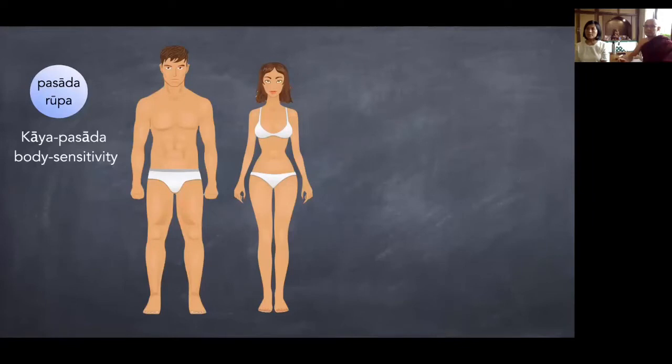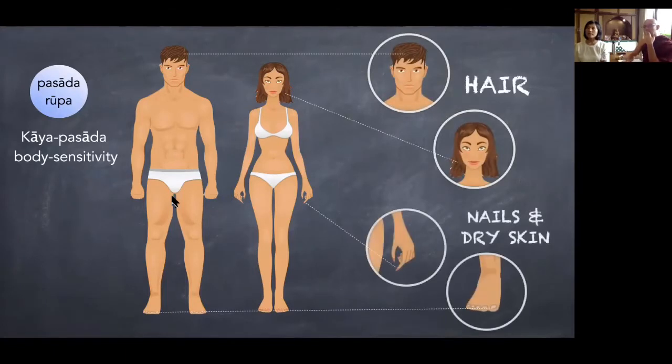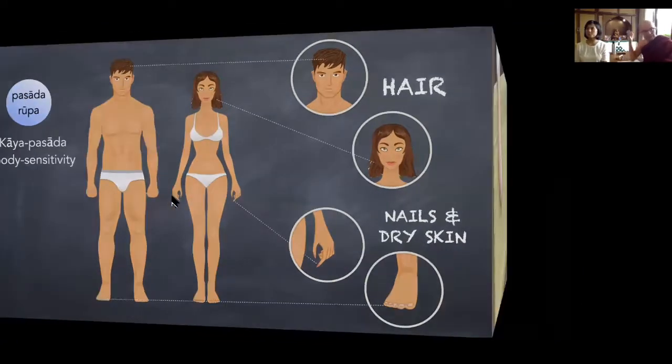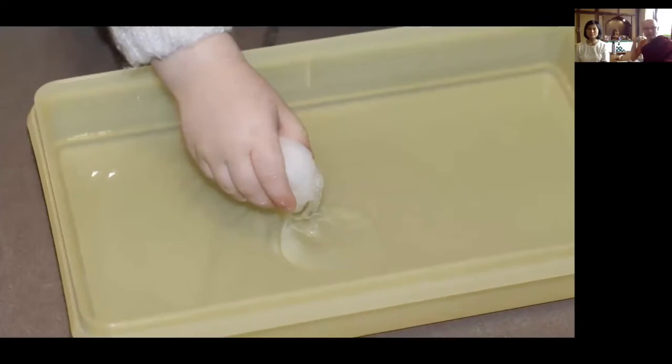Kaya Pasada, body sensitivity, is also said to be spread out all over the body, except in two areas. Hair, nails, and dry skin are the only places where there is no Kaya Pasada, no body sensitivity. Otherwise, all throughout the body, we can feel or touch. We can try pinching our hair and there is no pain. We can try pinching our nail and there is no sensitivity. These are the only parts of the body where no contact, no consciousness can arise. So it is all throughout the body.